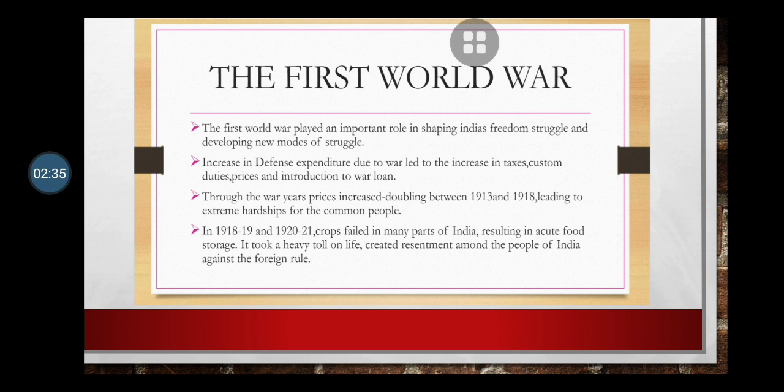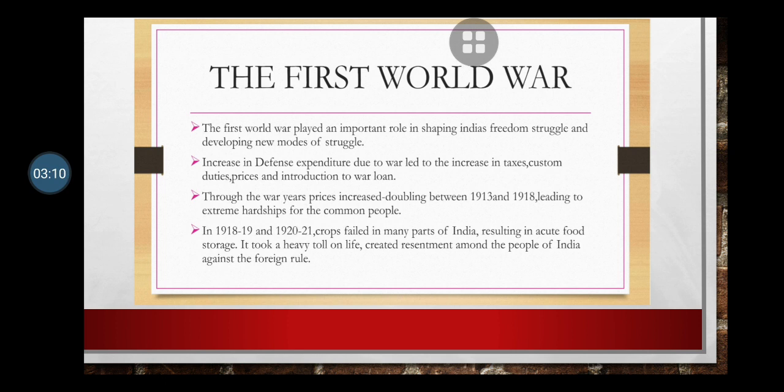Through the war years, the prices of commodities increased, doubling between 1913 and 1918, leading to extreme hardships, very difficult times for the common people. And in 1918 to 1919 and 1920 to 1921, crops failed in many parts of India, resulting in acute food shortage.